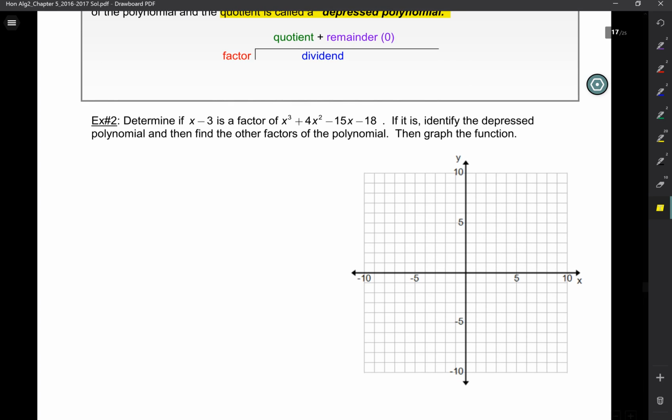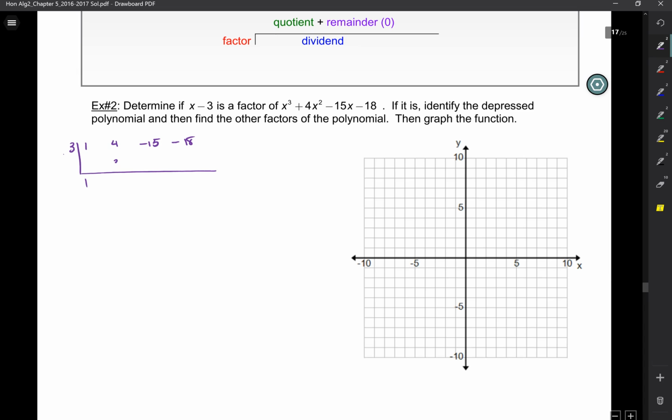All right, so look at this question. It says determine if x minus 3 is a factor of this. If it is, identify the depressed polynomial, find the other factors, and then graph. So let's go ahead and do that. Can I use synthetic division for this? I can. So it's going to be 3 here, and 1, 4, negative 15, negative 18. It's positive 3 because we set it equal to 0 and get the 3. So here we have 1, 7, 6, 0.